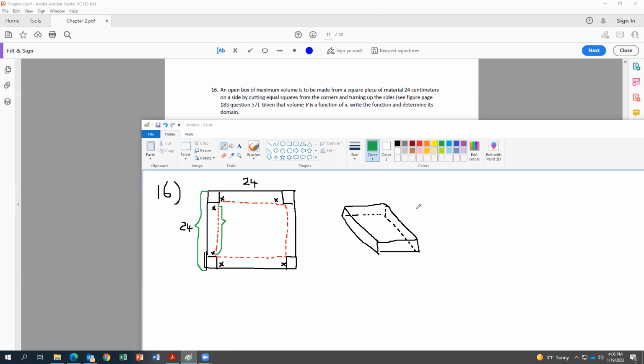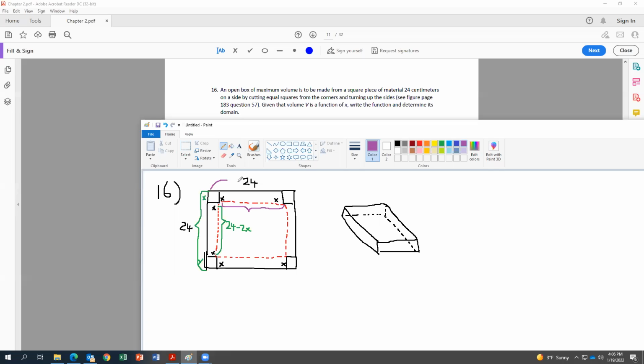Not 12. Good try. Because this is x and this is x, so this will be, yep, 24 minus 2x, because the whole thing is 24 and you take 2x out because you have two little boxes on top and bottom here. That all measured x, so it's 24 minus 2x.